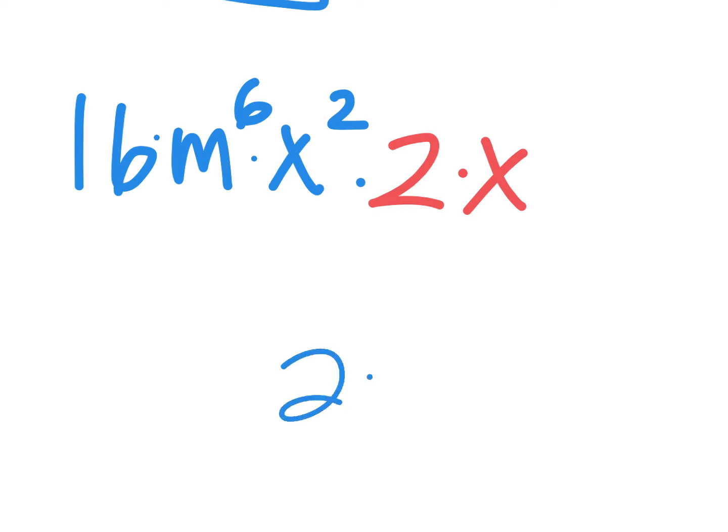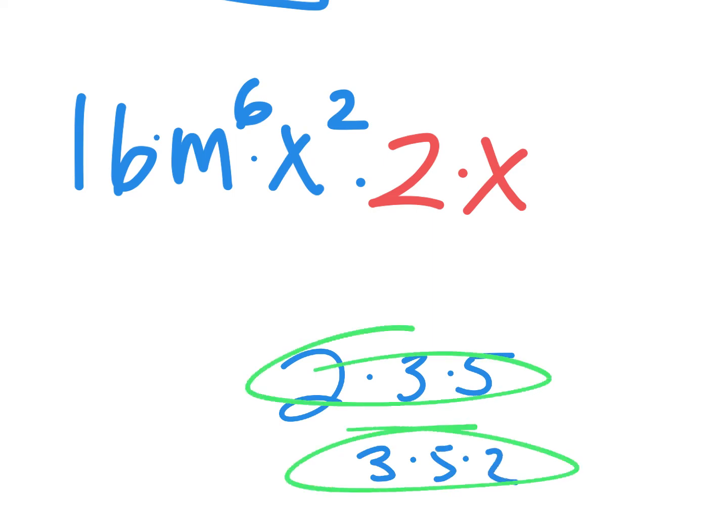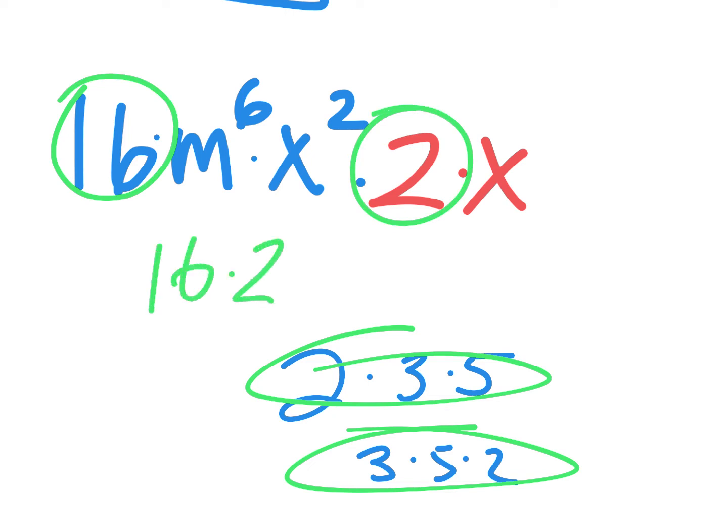If I said 2 times 3 times 5, did you know I could start with the 3 times 5 and then times by 2? You can rearrange things that are multiplied. That's the same as that. They're equal. You can rearrange them. So I'm going to rearrange this and put the 16 and the 2 next to each other. 16 times 2, and everybody knows that. You're just timesing 16 times 2.